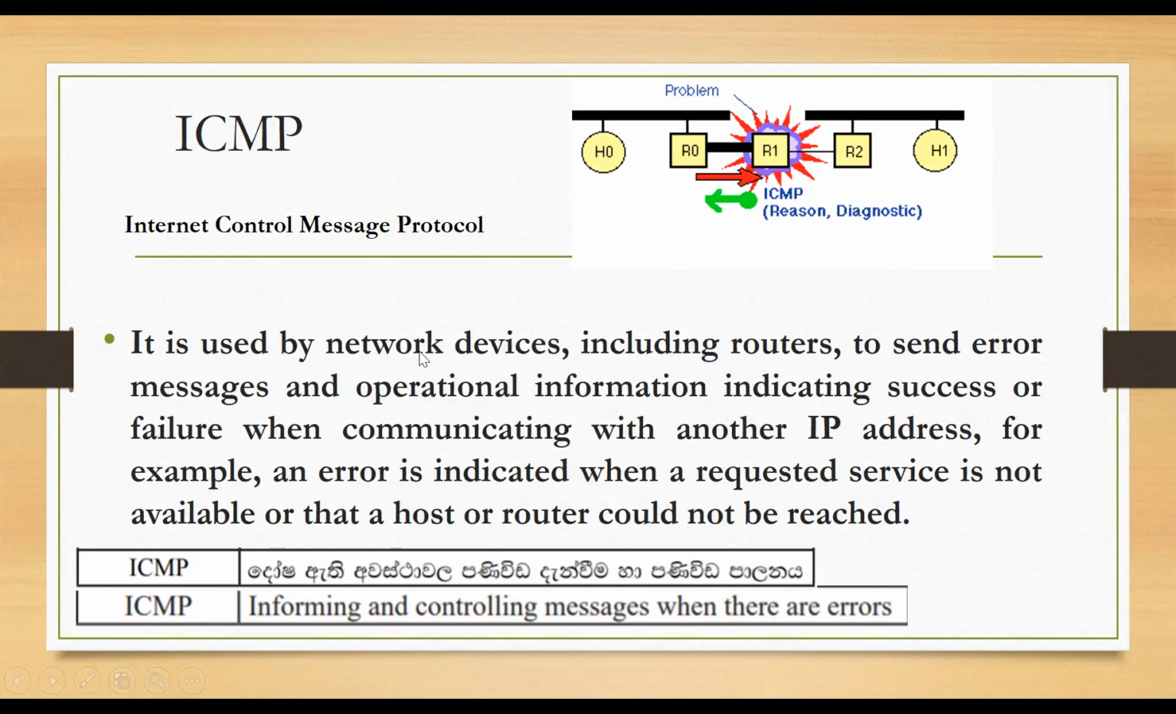So it is used by network devices, including routers, to send error messages and operational information indicating success or failure when communicating with another IP address. For example, an error is indicated when the requested service is not available or that the host or router could not be reached.